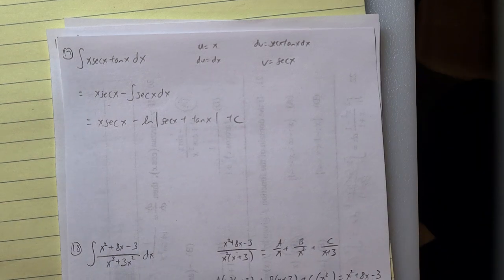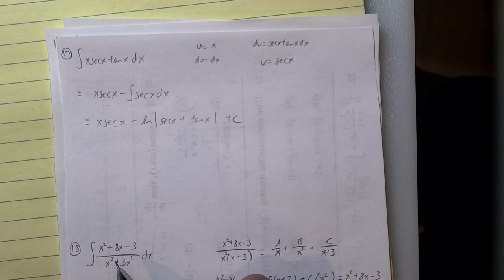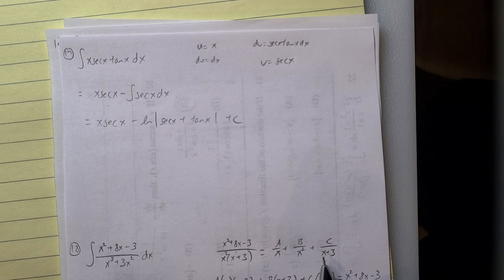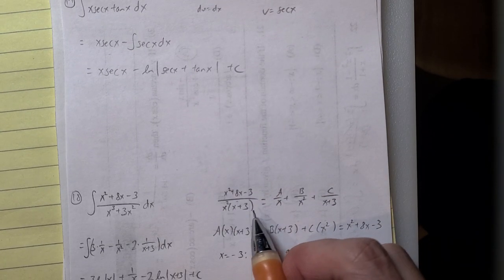Next, we have this one: x squared plus 8x minus 3 over x cubed plus 3x squared. Again, I see that we can factor the bottom. If we factor out x squared, it'll be x squared times x plus 3. We can use the method of partial fraction decomposition again. Here you've got to be careful. There's a repeating term, so we have A over x plus B over x squared plus C over x plus 3. Multiply both sides by the denominator.